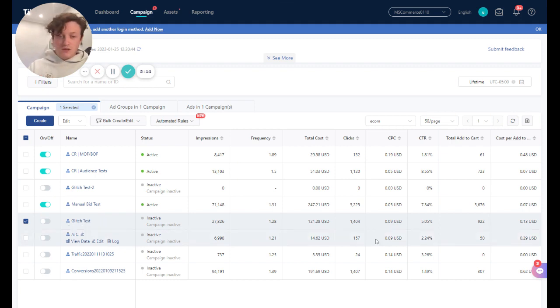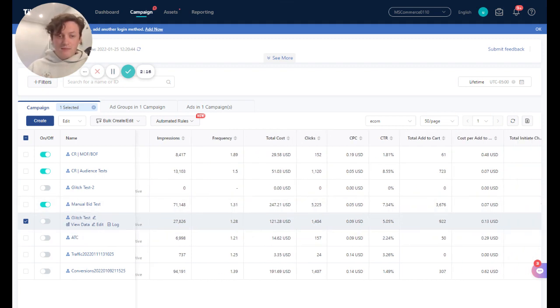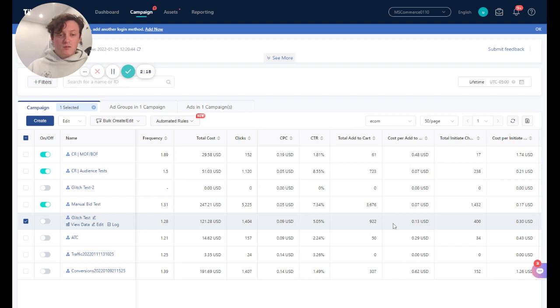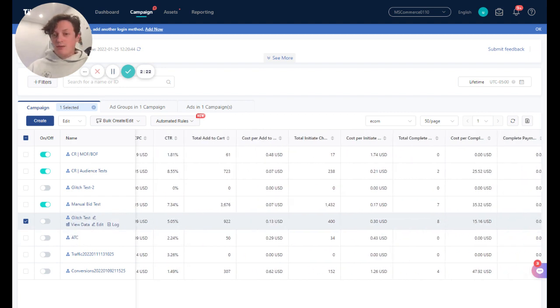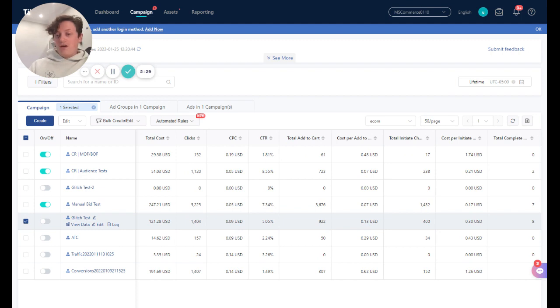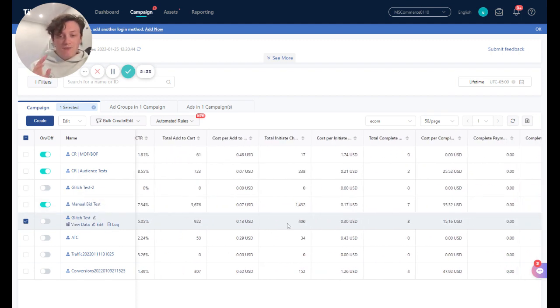Now, let's look at the results. So first things first, 9 cents cost per click, 13 cents cost per add to cart, 30 cents cost per checkout, and 15 cents cost per purchase. So this worked very, very well. What it did is it gave the pixel an awful lot of traffic, 1,400 clicks to the website. We had 400 checkouts on the website and only 8 people purchased.